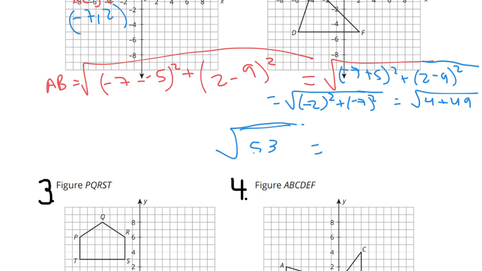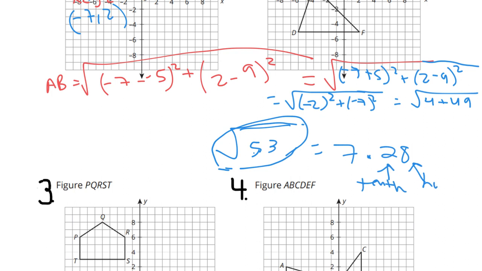And this is where you can use your calculator. We can't do this in our head, right? That's going to be really hard. So that's the only time that you can use your calculator, to take the square root of 53. Okay, so then if you put that in a calculator, you're going to get 7.28. Remember, they're asking you to round to the nearest hundredth. This is your tenth. This is your hundredth.